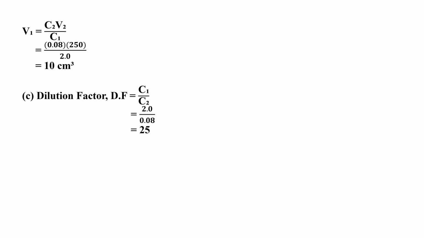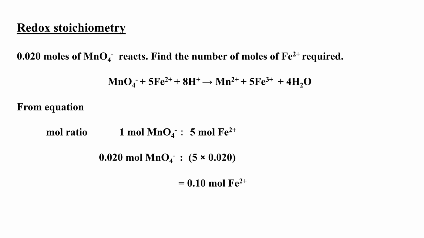To find the volume of the stock solution used, we just use the formula and make the initial volume the subject of the formula. In the last part, we just replace the values in the formula to obtain the dilution factor. For this redox titration, we just need to look at the number of moles of manganese reacting with iron solution in the reaction and calculate the number of moles required for the iron solution.